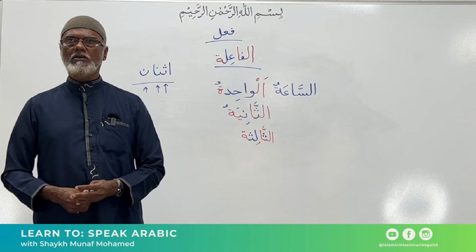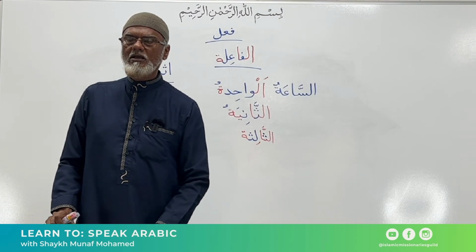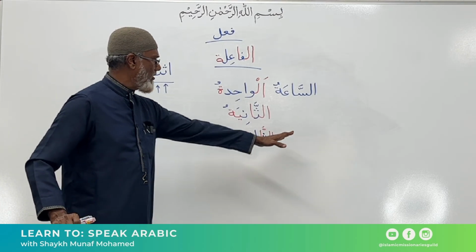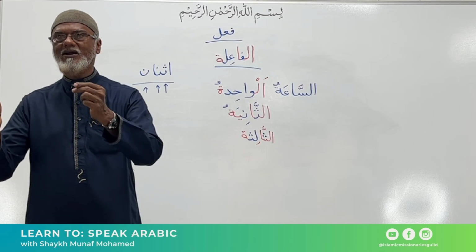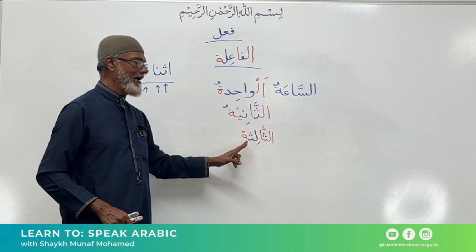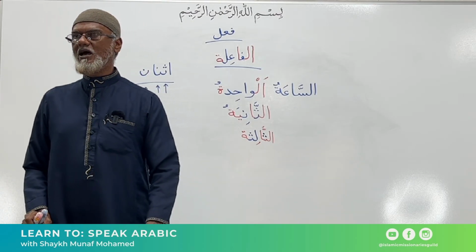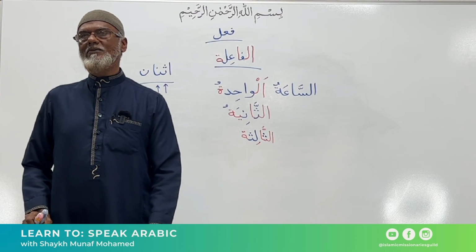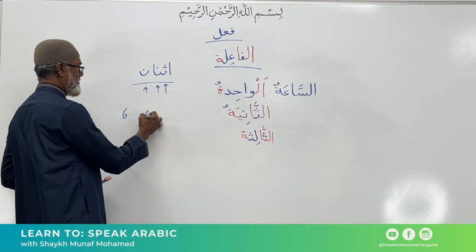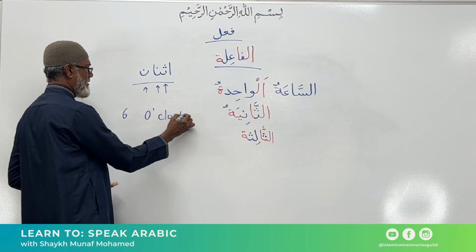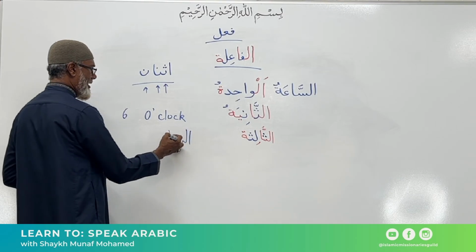It's very simple. Now, for 4 o'clock, anybody could tell me how you could say 4 o'clock? The time is 4 o'clock. As-sa'atu ar-rabi'a. Correct. Ar-rabi'atu. As-sa'atu ar-rabi'atu. And 5 o'clock will be as-sa'atu al-khamisa. For 6 o'clock is as-sadisa.